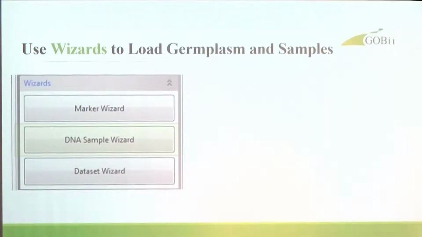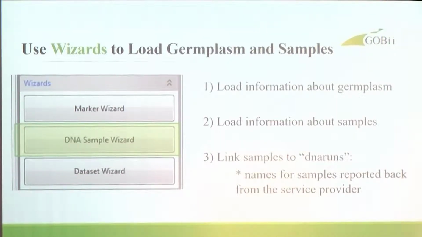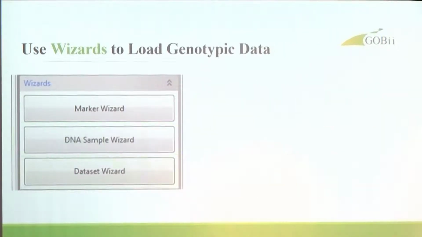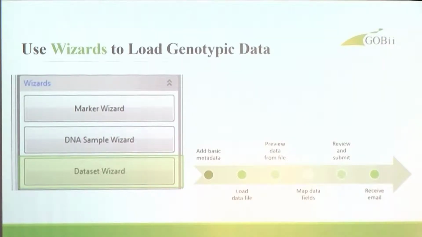Using the wizard to load germplasms and samples, the DNA sample wizard is used to load information about germplasm, load information about samples, and link samples to DNA runs. The dataset wizard is used to load genotypic data. Again, we go through the same process where we add basic metadata, load the data file, preview the data from the file, map data fields, review and submit, and receive an email.